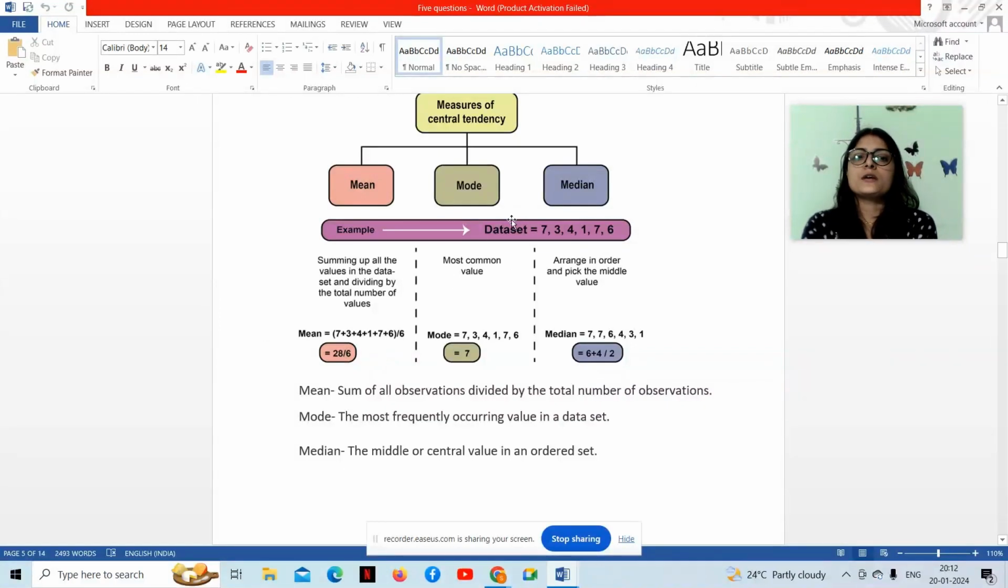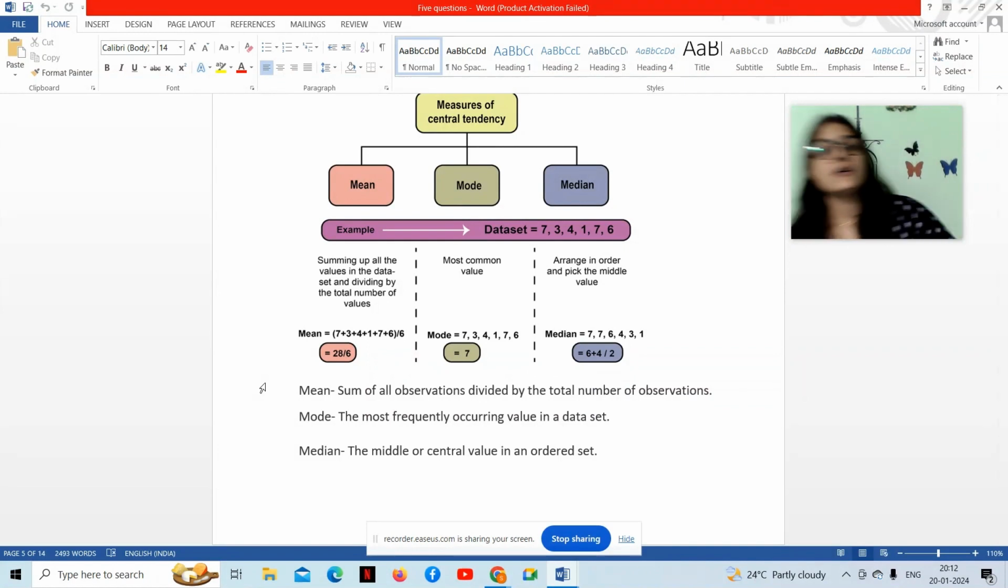Like we are going to sum up 7 plus 3 plus 4 plus 1 plus 7 plus 6, and the total number of values is 6. This is what we call the mean: the sum of all observations divided by the total number of observations.